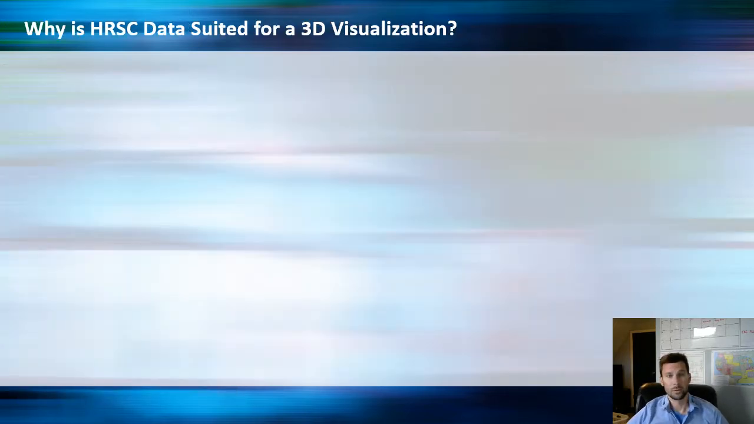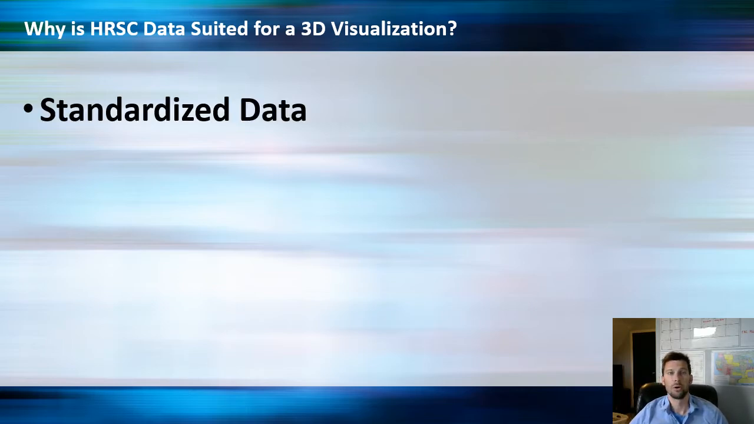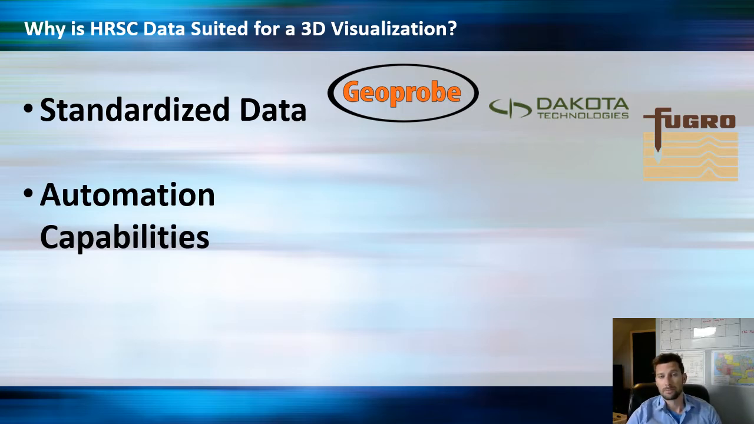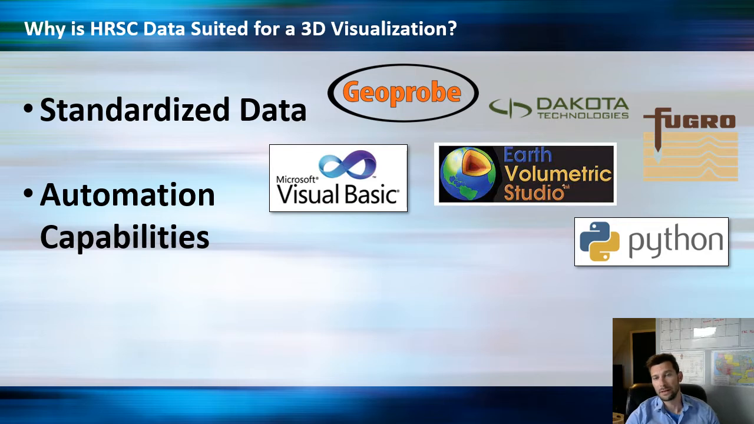That's the next topic: why is this HRSC data suited for 3D visualization? First and foremost, the data is standardized. There's not a whole lot of companies that make the tools to collect this sort of HRSC data. The three big ones are GeoProbe, who makes the MIP technology and the HPT tool, Dakota Technologies for their LIF tools, and then Fugro with their geologic tools like this cone penetrometer test data. Because there are so few players here, the data comes in a very standardized format, which means you can automate some of this using things like Visual Basic in Excel.